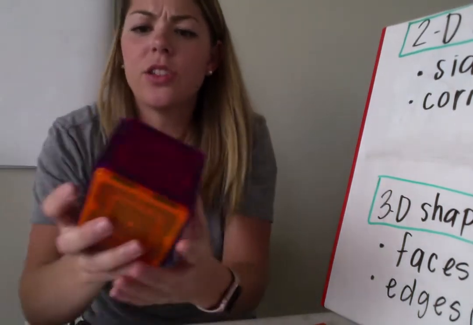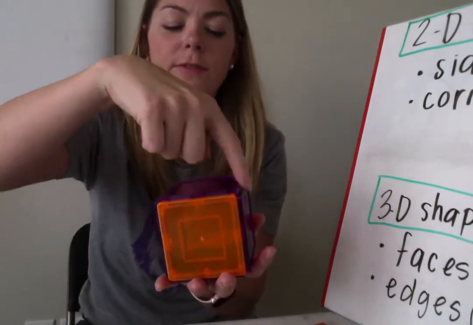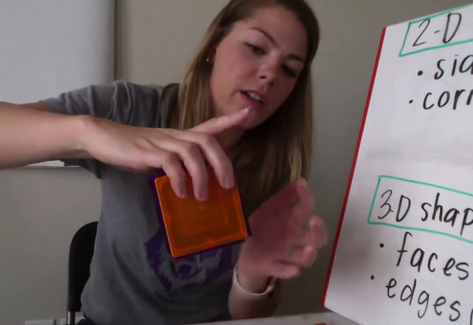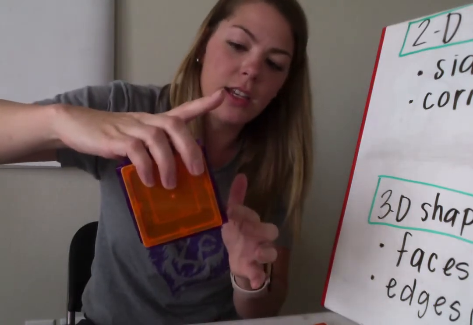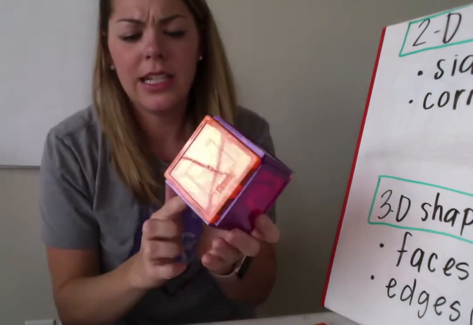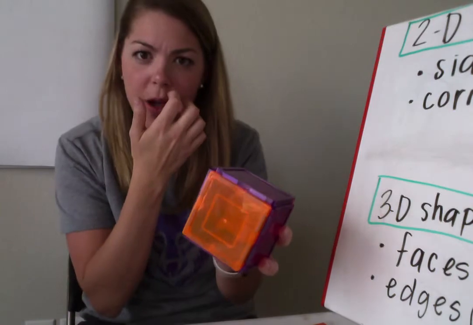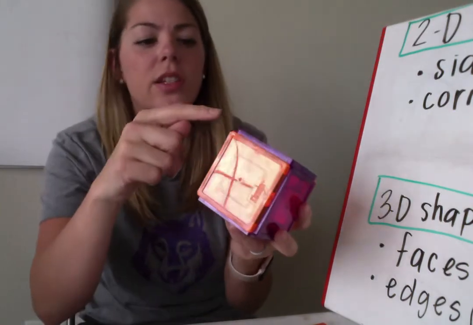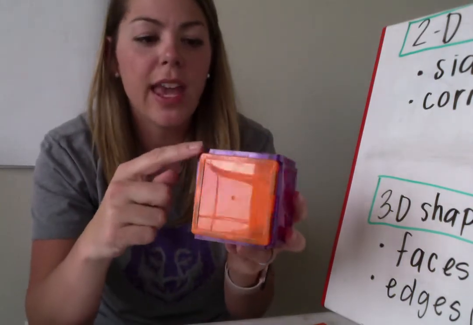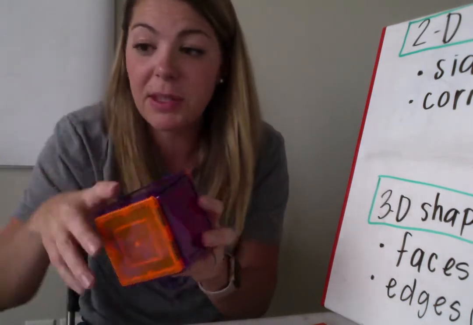And let's count the edges. There's going to be quite a bit. Hopefully I don't get lost here. 1, 2, 3, 4. So that's 4 right there. 5, 6, 7, 8, 9, 10, 11, 12, I think. I'm not sure. I would have to count it. It's hard to keep track of all these edges because I can't really keep track of where I've counted. But there's a lot of edges because all of these flat lines are going to be those edges.